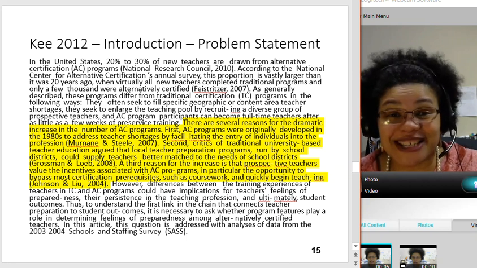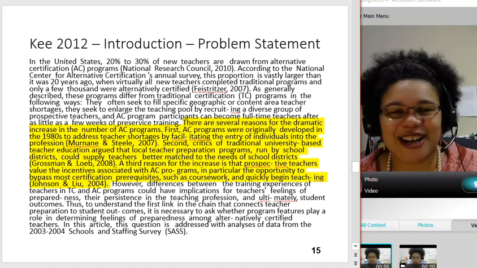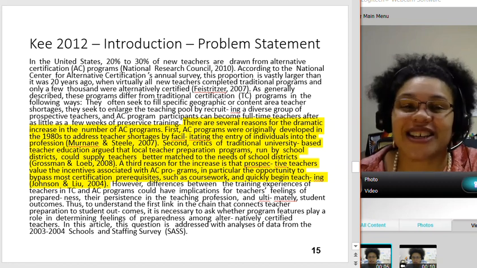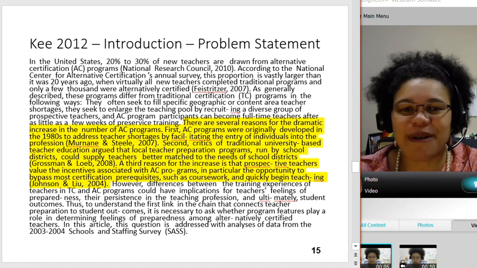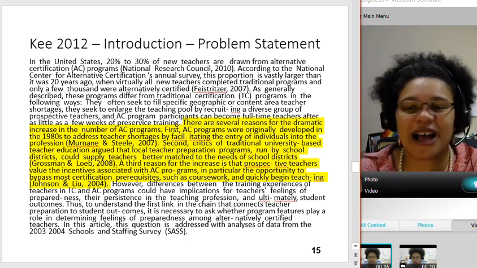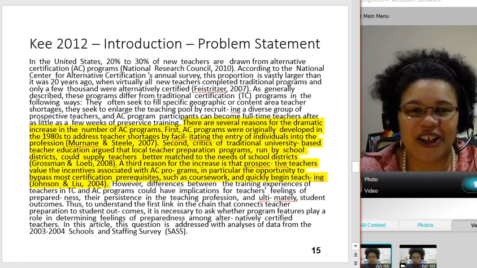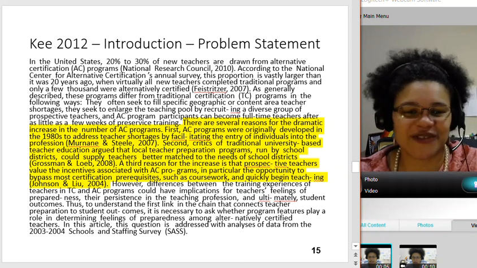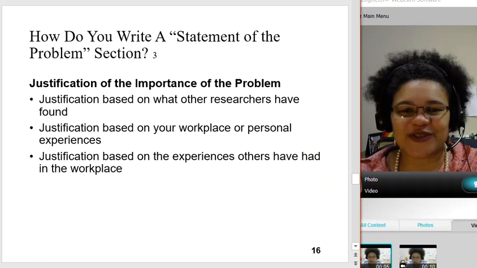To my defense, the Journal of Teacher Education, where this was published, has a long list of articles that previous researchers had written about alternative certification and about the problems that plague either traditional or alternative certification. Okay, so let's see.